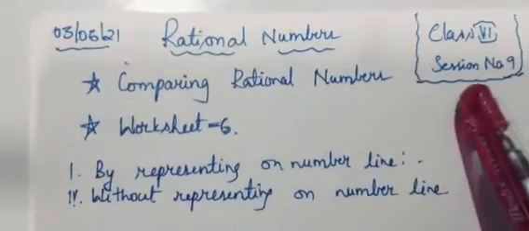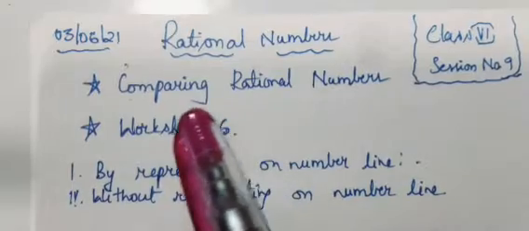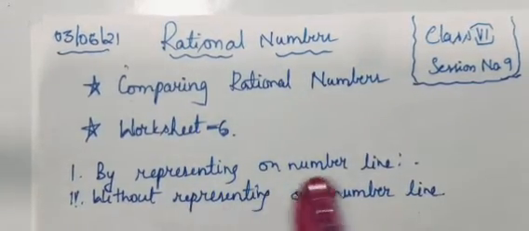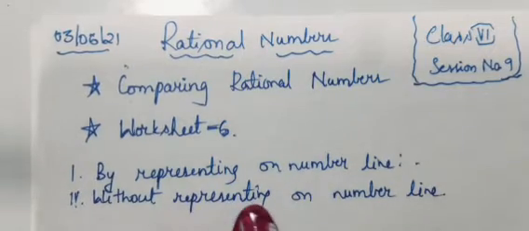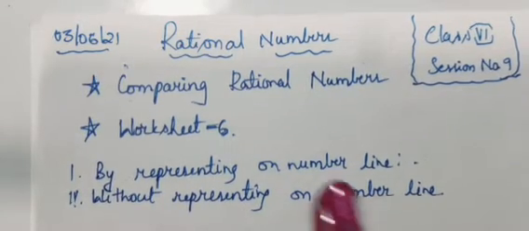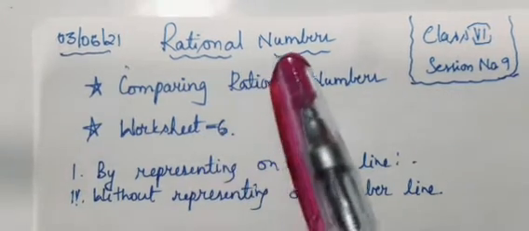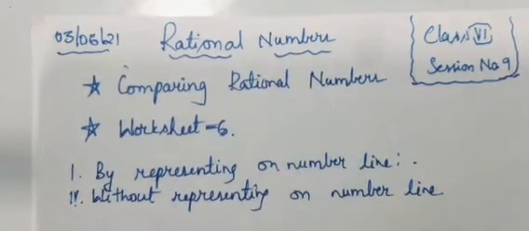Today in this session number 9, we are going to discuss comparing the rational numbers by representing them on the number line and without representing them on the number line. And also we are going to solve the problems from worksheet number 6 under the chapter rational numbers.